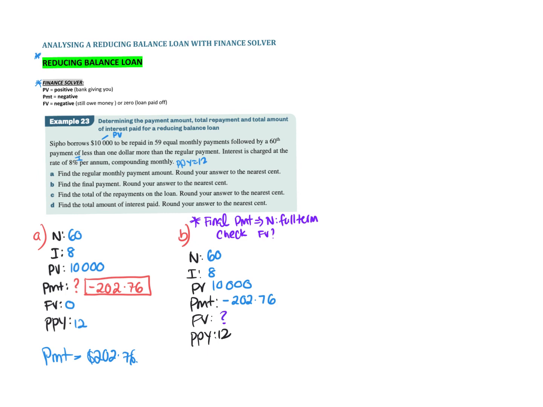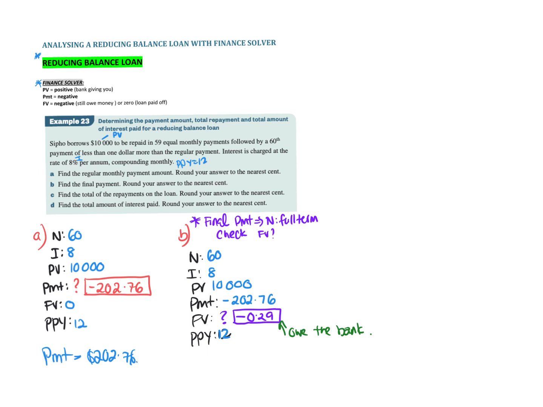I want to check, if I did that, what would be owing, or who would owe? Either the bank owes me, or the person owes the bank. So let's have a look. When we do that, we end up with a negative 0.29. What that means is, when it's a negative, you owe the bank. So because he owes the bank, he still owes 29 cents after that 60th payment. Because we did all the rounding, he still owes a bit more.